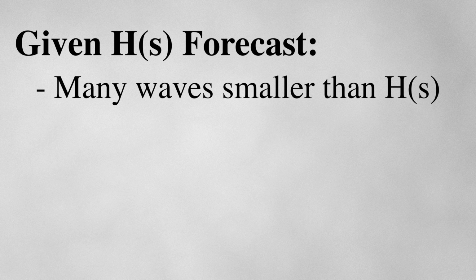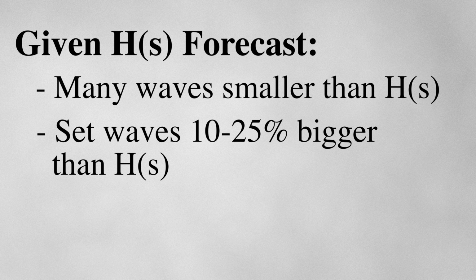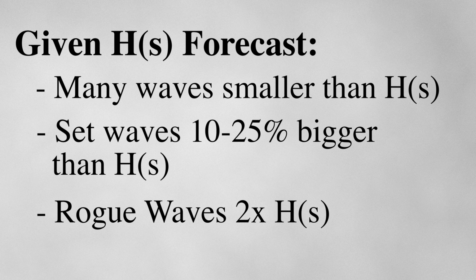So let's say you see a wave height on Surfline of HFS forecasted. You should expect to see many waves come in that are much smaller than HFS, set waves that come through that are about 10 to 25% bigger than HFS, and the occasional rogue wave which rolls in about twice the size of HFS. The greater the swell period, the more rogue waves you can expect to see.